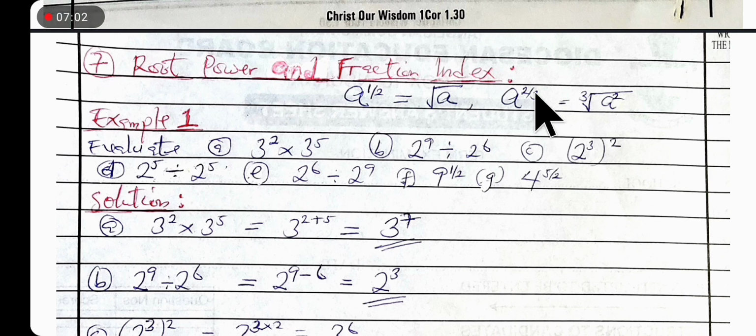you discover that this 3 now will become the cube root. Look at it here: cube root of a square. Why is it a square? The numerator will form the square or the power, while the denominator will form the root. That is how it is done.